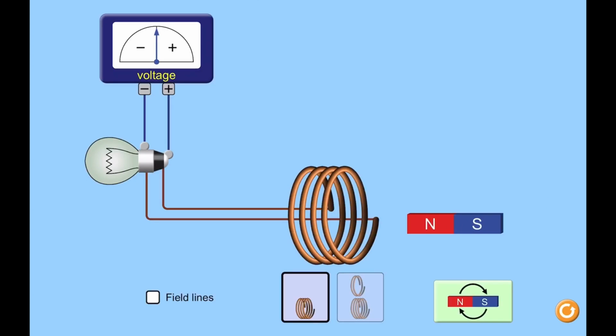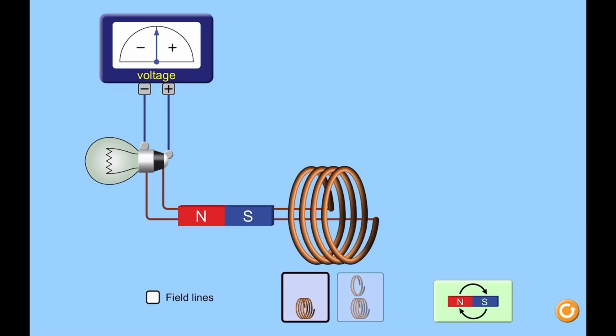I'm going to introduce the north pole of the bar magnet into the coil. Check the direction of the needle. Okay, the direction of the needle is going towards left. Now I am going to take the south out from the coil. So the direction of the needle is towards right.